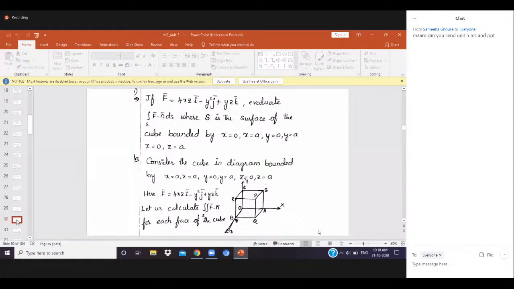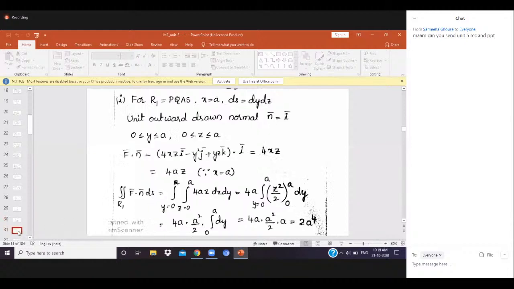For this we have one question, that is if f bar is equal to 4xz i bar minus y square j bar plus yz k bar, evaluate the integral of f bar dot n bar ds, where s is the surface of the cube bounded by x from 0 to a, y from 0 to a, and z from 0 to a. So according to the given limits, the diagram becomes a cube. So this is the diagram, and f bar we need to evaluate according to each surface.